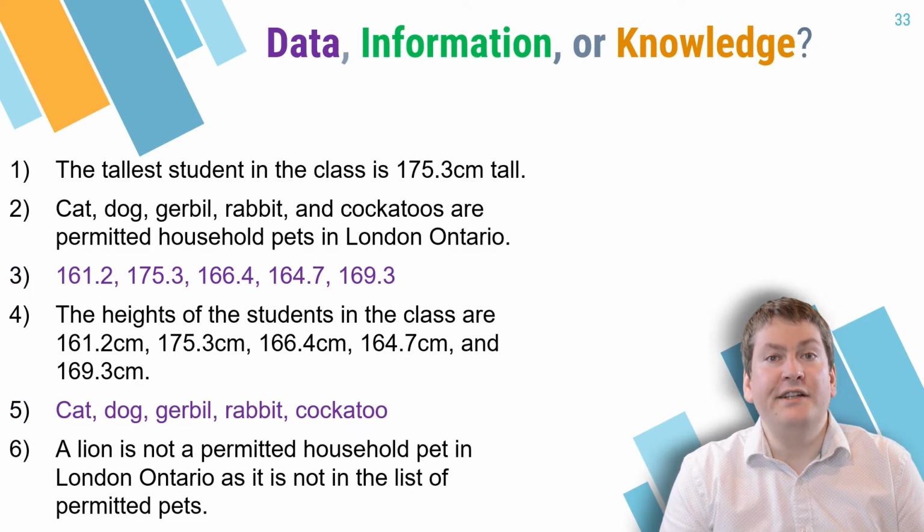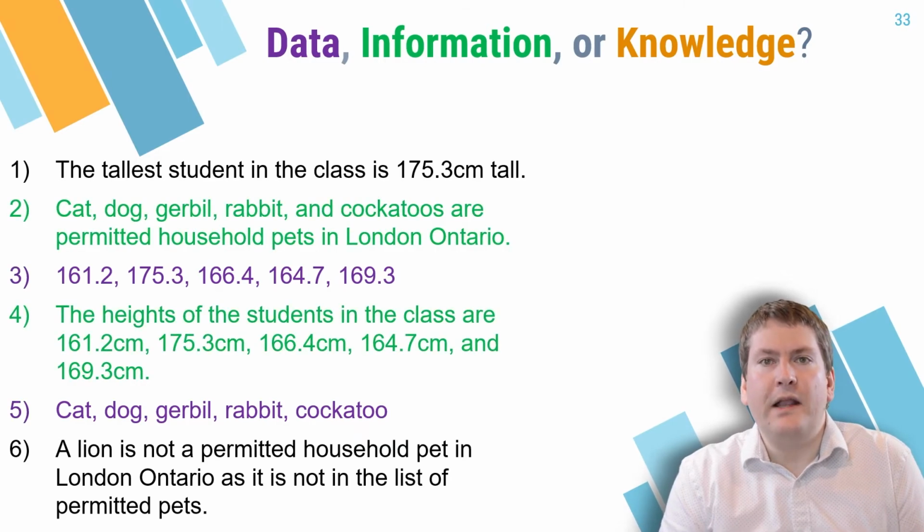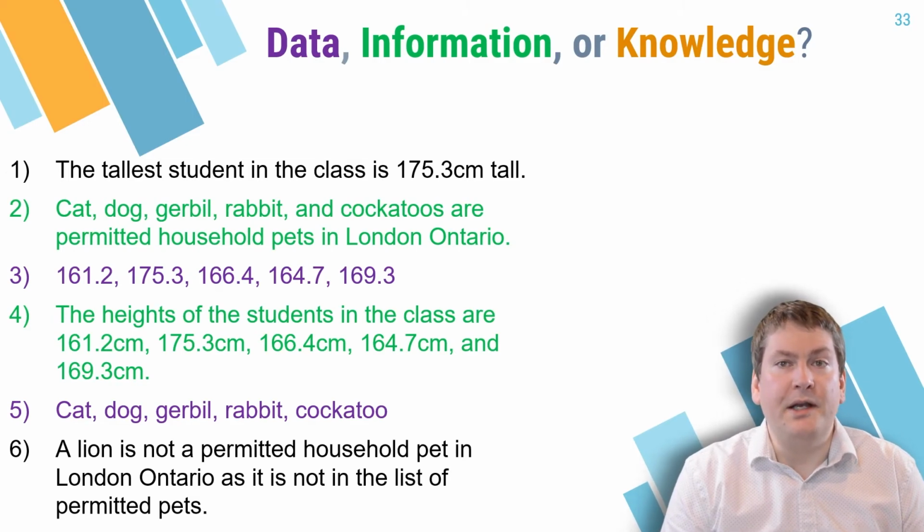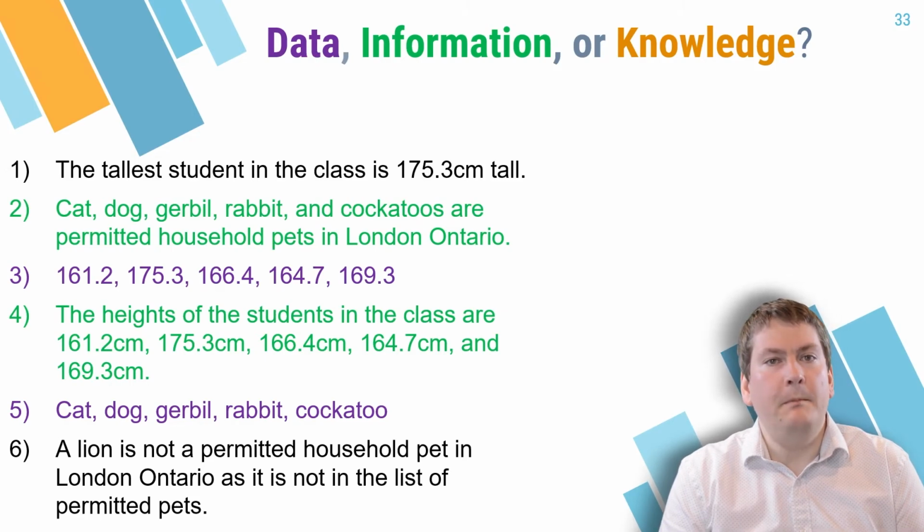Item 2 gives context to the list of animals. Apparently, this is a list of animals considered to be household pets in London. Similarly, item 4 provides context for the numbers. They are the heights of the students in centimeters. This combination of data, with a meaningful context, makes it information.